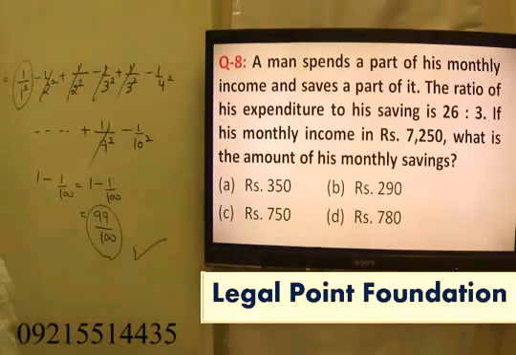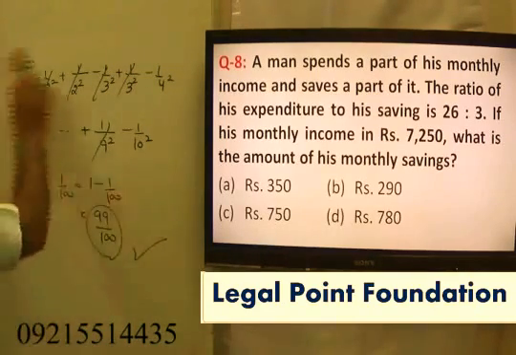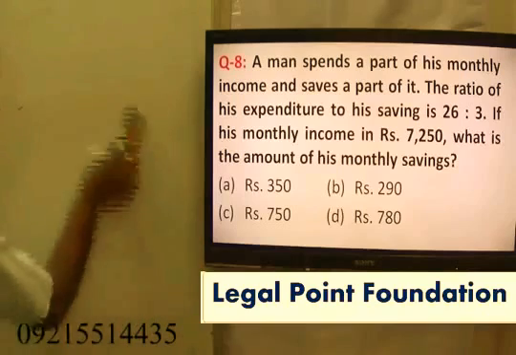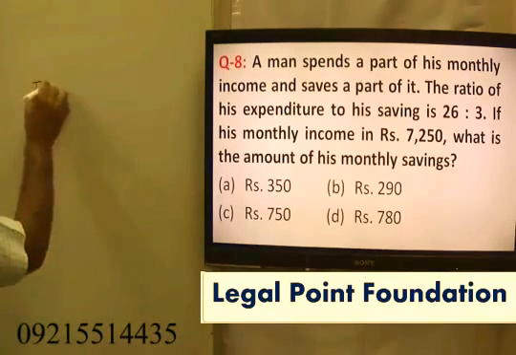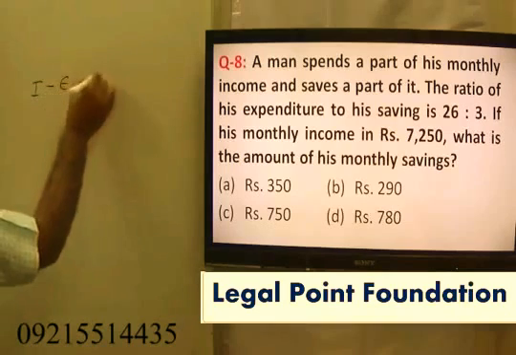Next we have question number 8 here. It is given that a man spends a part of his monthly income and saves a part of it. The ratio of his expenditure to his saving was 26:3. First, a key point: the ratio of expenditure to saving. Even if it is not mentioned in the question, use your mind: income minus expenditure is always equal to savings.